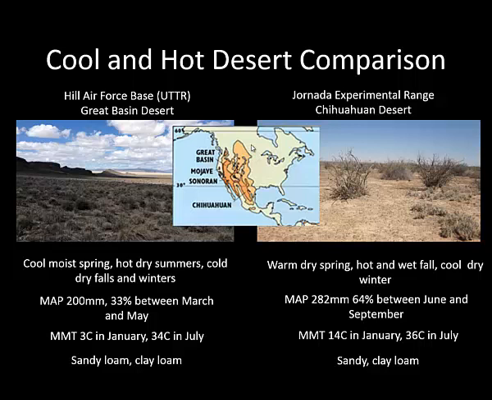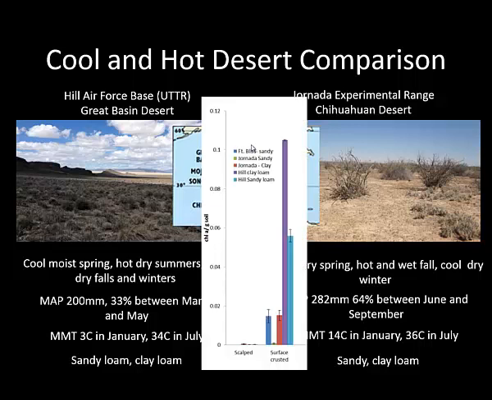Okay, so here are some data on the amount of biomass in the soil. So this is chlorophyll A. This is just a nice proxy for biomass of biocrust in the soil. So these 2 bars here are Hill Air Force Base, and you can see that they're substantially larger than the bars at Jornada. And so what we can say there is that there's more robust crusts and more biomass of biocrust at Hill than at Jornada.